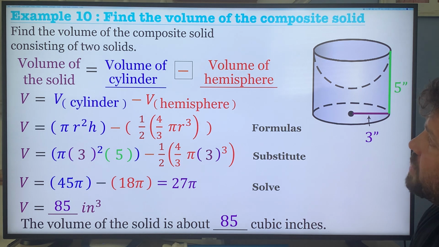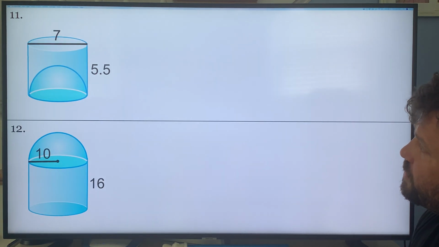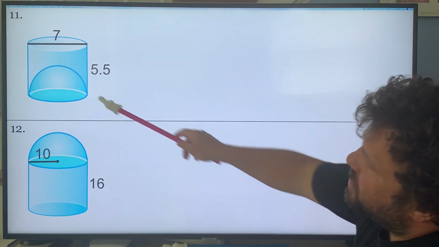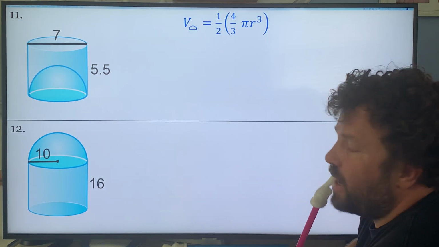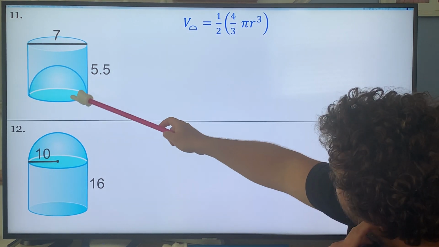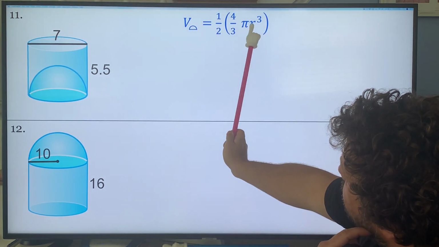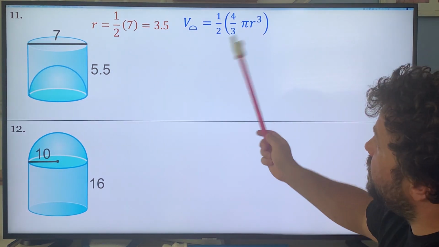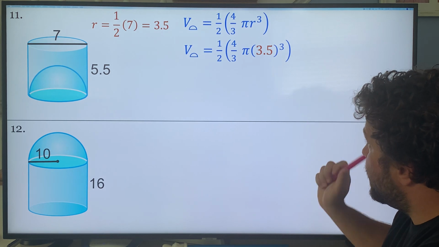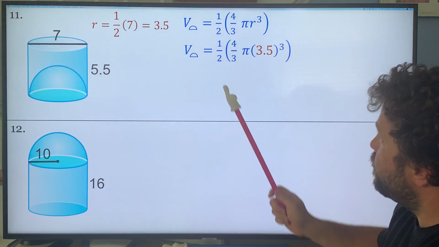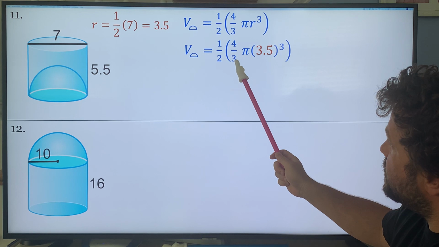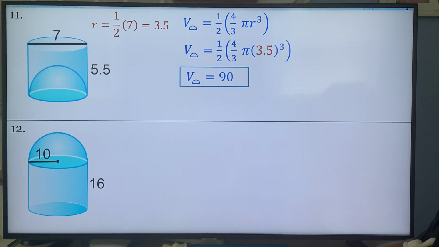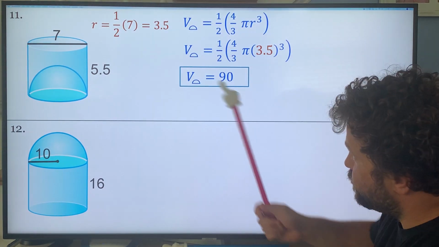All right, now let's move on to problem number 11 and 12. Now these two problems are very similar, but they're a little bit different. So problem 11 is almost identical there. You have a hemisphere carved out of a cylinder. So the volume of this hemisphere is 1/2 that of a sphere. The radius here is half of 7, which is 3.5. So the volume is 1/2 of 4/3 pi times 3.5 cubed, okay? 1/2 of 4/3 is 2/3 pi times 3.5 cubed, which is approximately 90 cubic units.